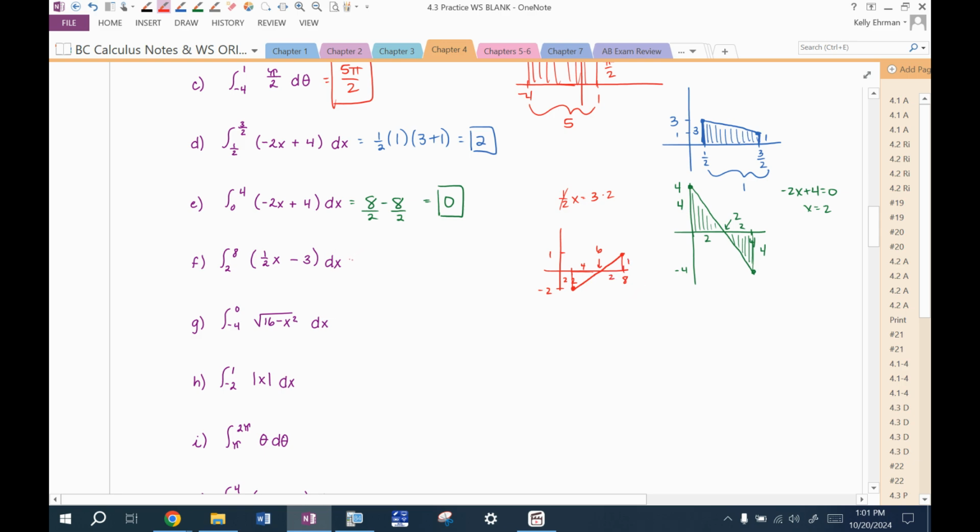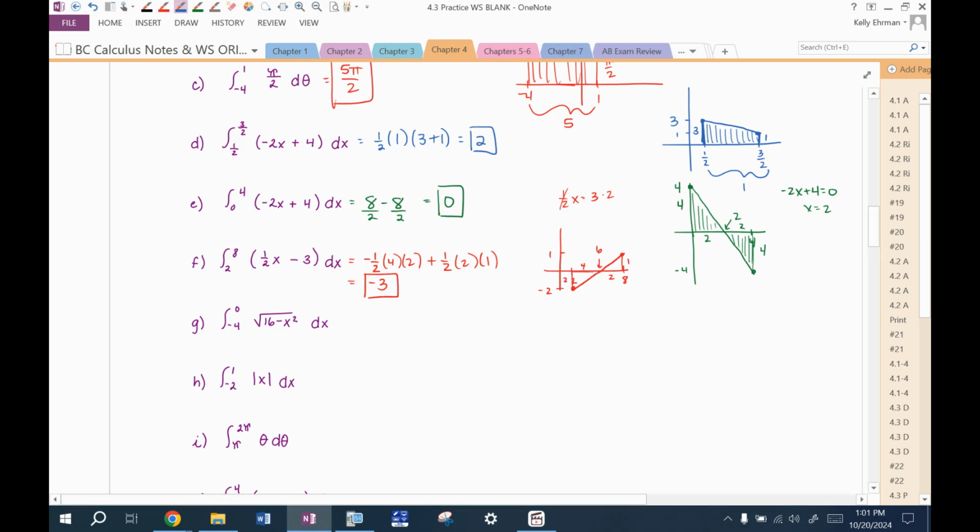So we have a negative area first, negative 1/2 times a base of 4 times a height of 2, plus 1/2 times a base of 2, height of 1. Negative 2 times 2 is negative 4. Negative 4 plus 1 is negative 3.